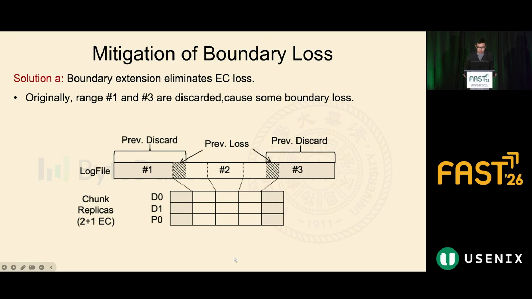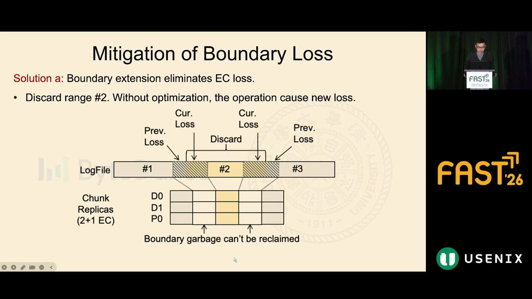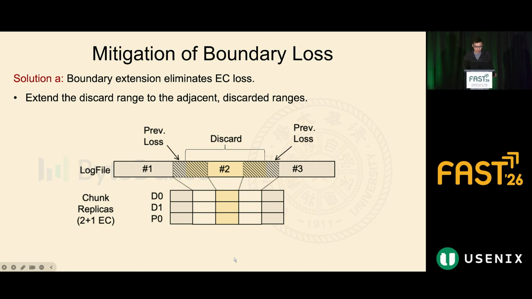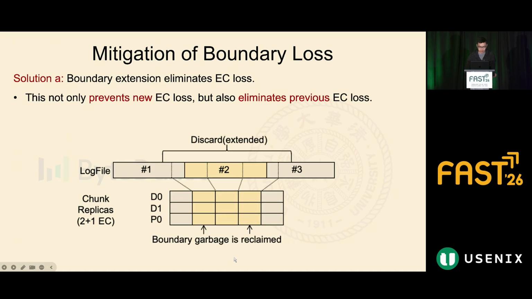To solve the boundary loss problem, we use a mechanism called boundary extension. For example, range number 1 and range number 3 are discarded. They cause some boundary loss. If we discard range number 2 without optimization, the operation will cause new losses. But if we extend the discarded range to the adjacent discarded ranges, like this, it not only prevents new EC loss, but also eliminates previous EC loss.